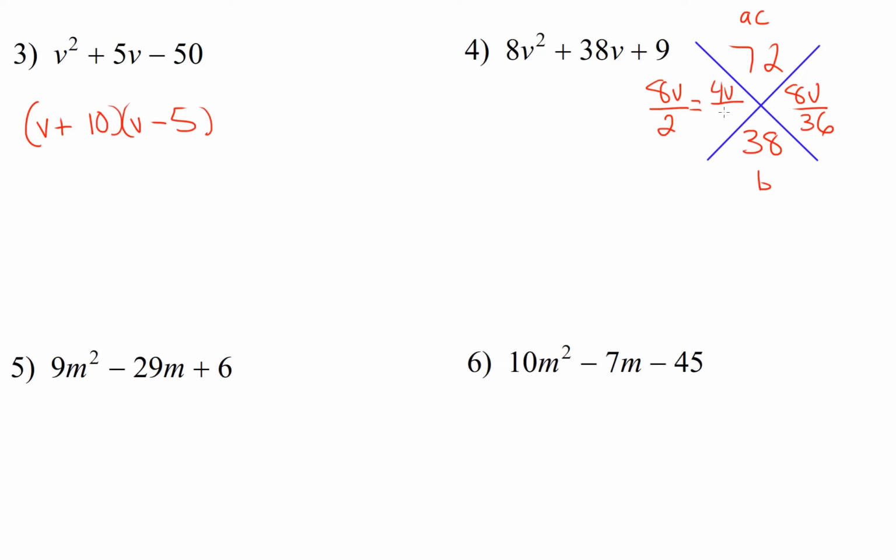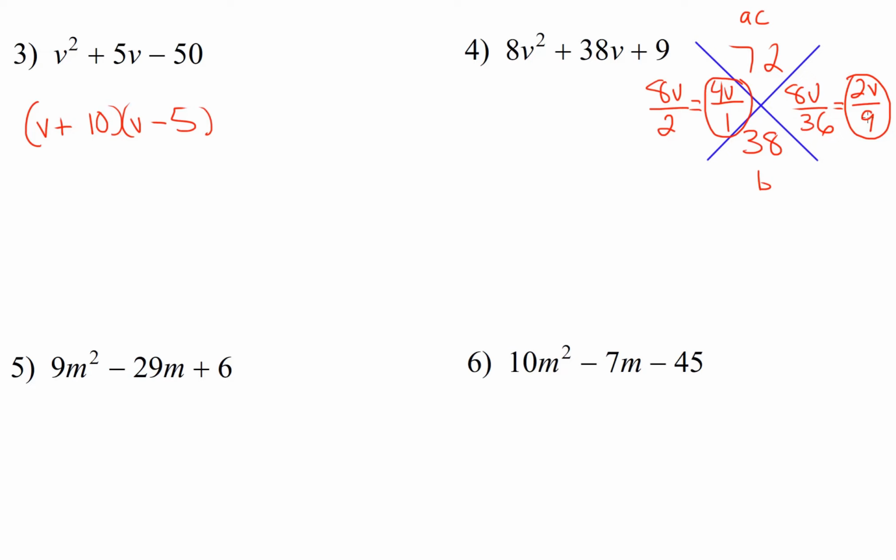And 2 divided by 2 is 1. Now, we're always going to leave these as fractions. So we're not going to turn 4v over 1 into 4v. We're going to leave it as 4v over 1. Then here, 8v and 36, we can divide by 4. 8v divided by 4 is 2v, and 36 divided by 4 is 9. So we get 2v over 9.